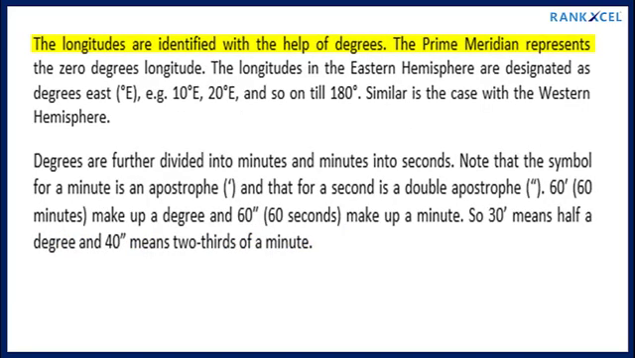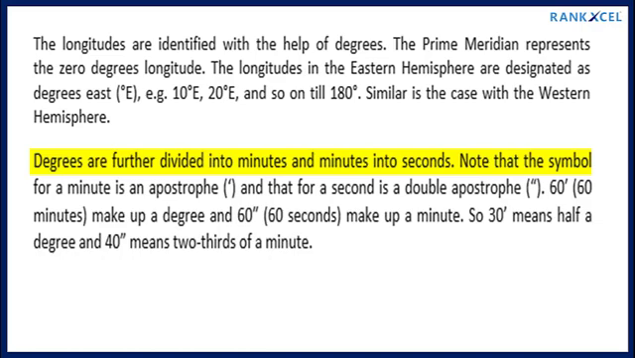The longitudes are identified with the help of degrees. The prime meridian represents the 0 degrees longitude. The longitudes in the eastern hemisphere are designated as degrees east, degrees E, for example 10 degrees E, 20 degrees E, and so on till 180 degrees. Similar is the case with the western hemisphere.